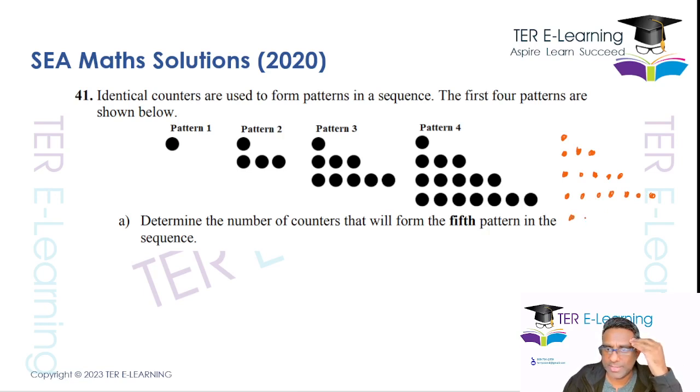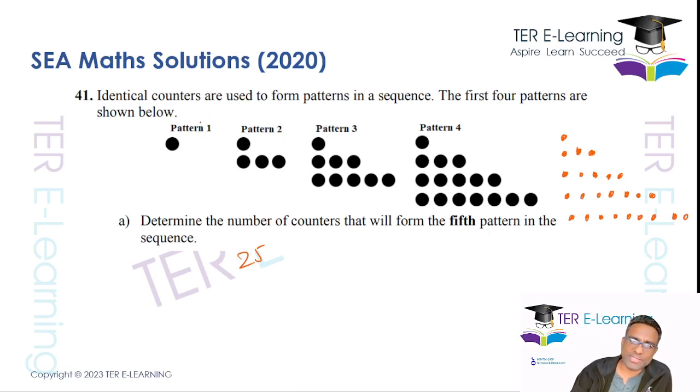So therefore, the last one will be, and we need to put 2 more. So they want the total number of counters. So all we need to do is just count this. 1, 2, 3, 4, 5, 6, 7, 8, 9, 10, 11, 12, 13, 14, 15, 16, 25. I'm getting 25. So you all could double check that, but I'm getting 25 when I add up all of these here.